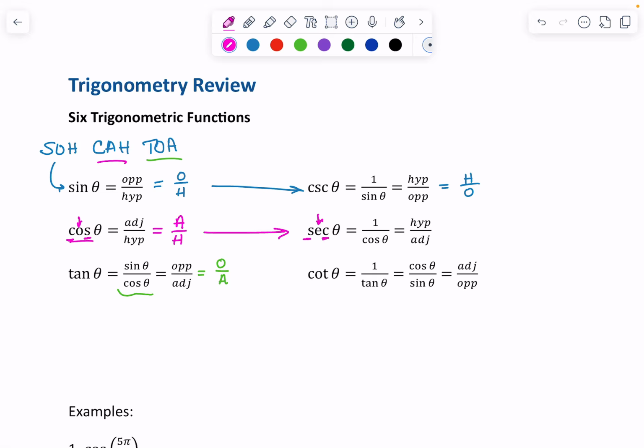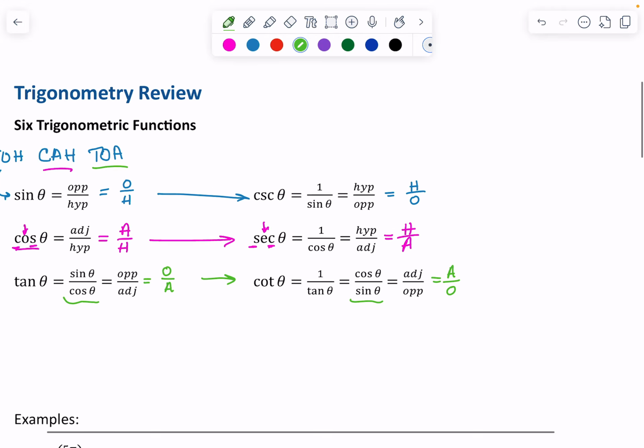So secant theta is equal to 1 over cosine. That's equal to hypotenuse over adjacent. Again, you can just take the reciprocal of the cosine function if you already know it. And finally, tangent, the one that makes sense for me on the reciprocals, has a reciprocal of cotangent, 1 over tangent. That's going to be a cosine over sine, or an adjacent over opposite if I'm looking at a triangle.